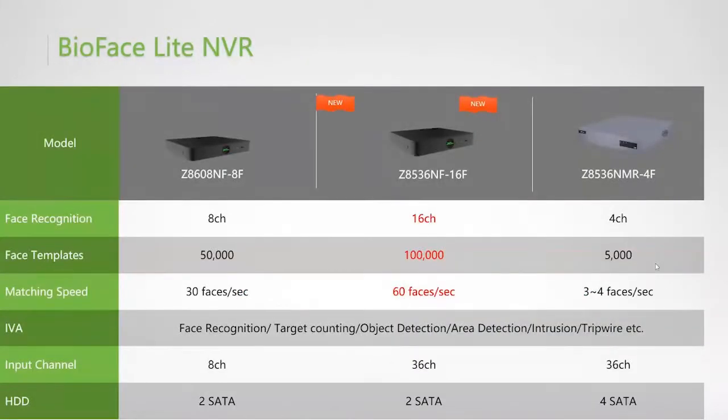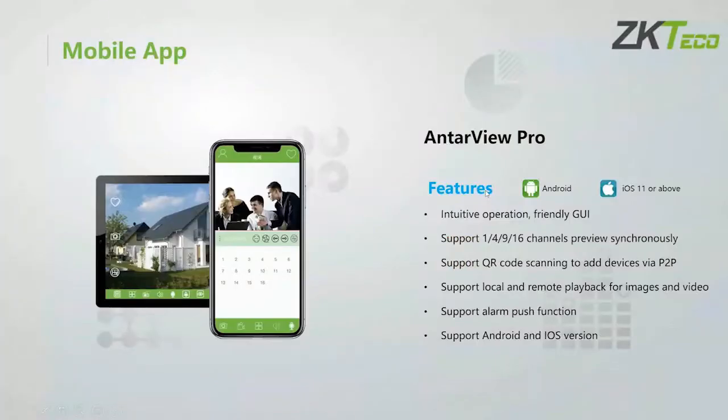In NVR, we have 8 and 36 channels model, in which they have 4, 8, and 16 channels with facial recognition, where the cameras with facial detection will be connected. We can reach 60 frames per second rate.